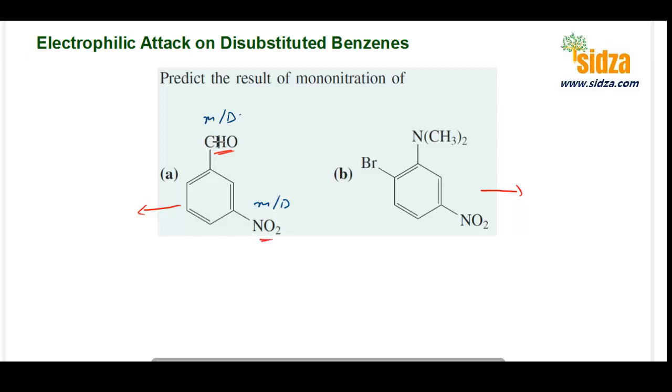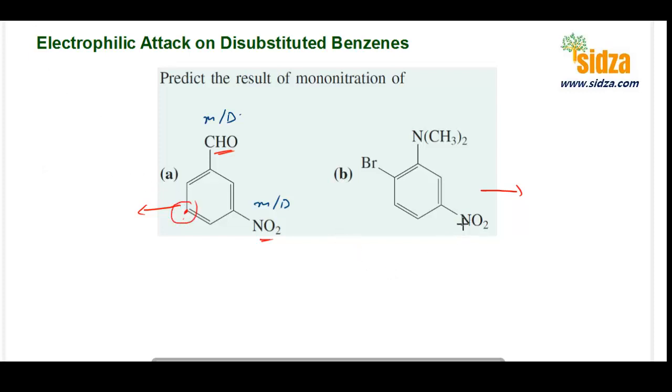Therefore, the position will be determined by the C double bond O, right? Okay, the aldehyde group, the group which is less deactivating, correct? Lesser deactivating here, and both are actually meta directing groups. So that means for the C double bond O, the meta position with respect to this one is this. Okay, and again you can look at here, the meta position with respect to nitro is again the same, right? So both the groups actually are pointing towards the same position. So that means the nitration will take place over here at this particular position.